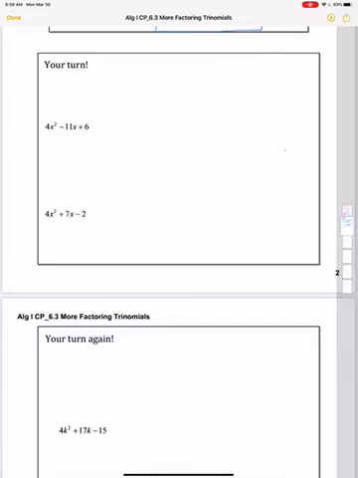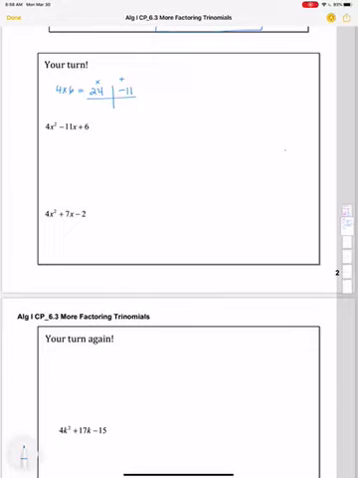All right, so here what we do is look for a GCF. There's no GCF, so I'm going to do 4 times 6, and that is 24. So what times what is 24 and added together is negative 11? Ooh, a positive product, but the sum gives you a negative. That means they're both negative.